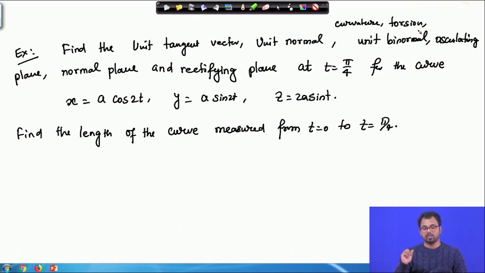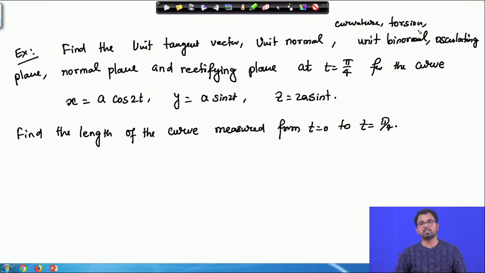And finally, we can calculate the length of the curve from t equals 0 to t equals pi by 4 by integrating the magnitude of r dot, from 0 to pi by 4, with respect to t. Whatever r dot we get, we take its magnitude and integrate it with respect to t, and then substitute t equals 0 and t equals pi by 4. That is how you can calculate all these terms, and it is a nice example for you to practice. So, keep doing that.